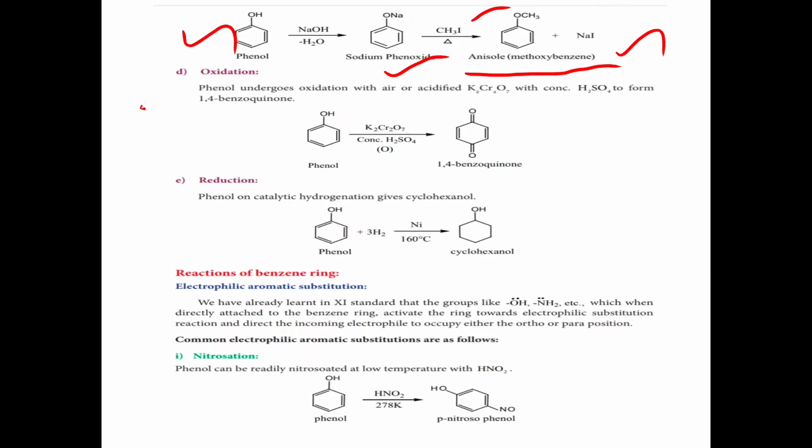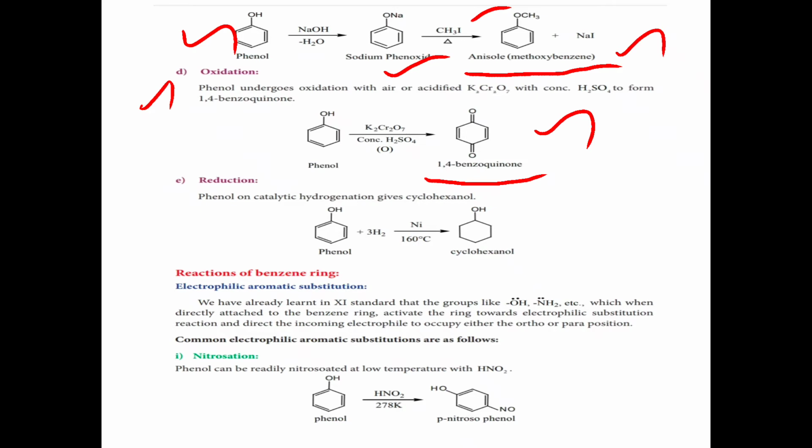The next one is the oxidation. The oxidizing agent is acidified potassium dichromate with phenol, and concentrated sulfuric acid is acting as a catalyst to induce the reaction very fast. The OH group's hydrogen is eliminated as water and one more oxygen is added here. 1,4-benzoquinone is formed. How is phenol converted into 1,4-benzoquinone? Questions will arise like this.